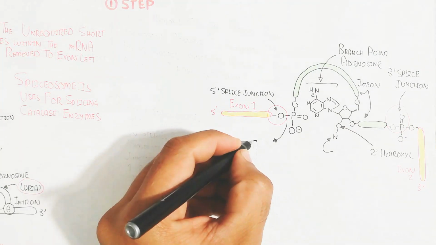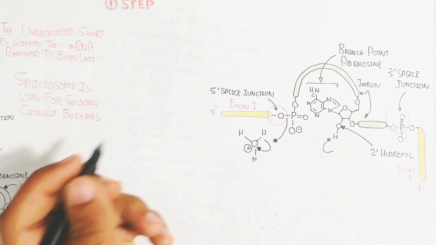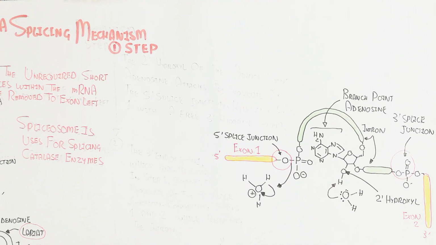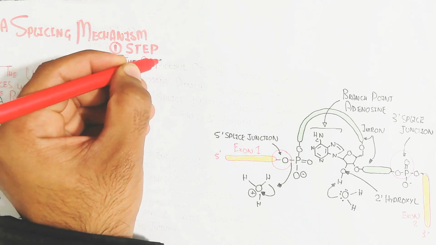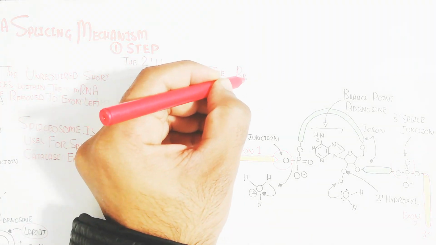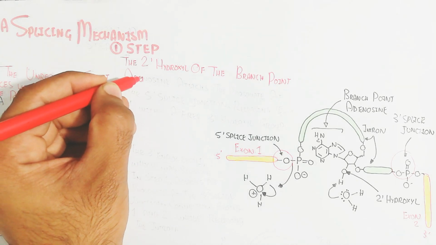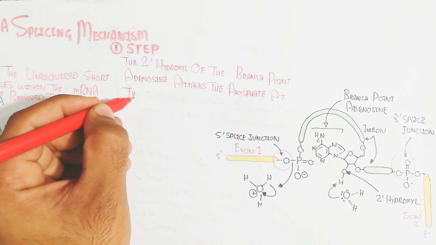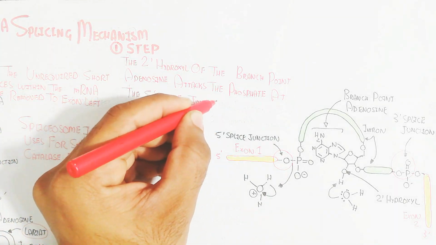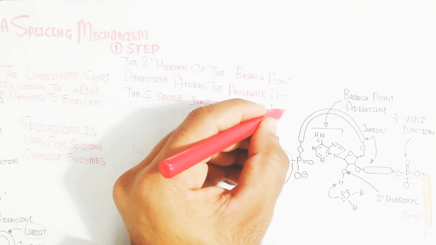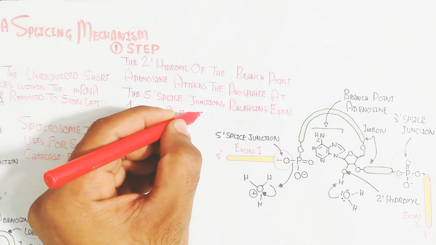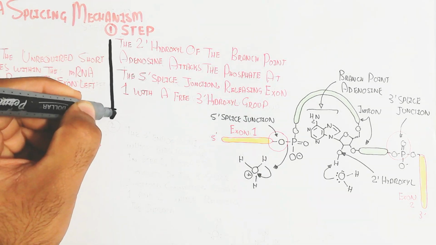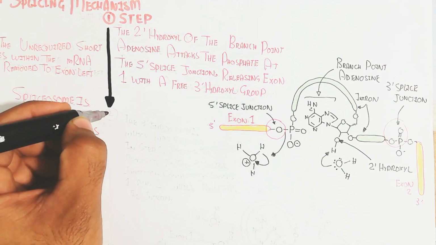and in this way the water will attack here, and the spliceosome is used for it. The end of exon 1 will donate the hydrogen to the water to produce the hydronium proton. So the 2' hydroxyl of the branch point adenosine attacks the phosphate at the 5' splice junction, releasing exon 1 with a free 3' hydroxyl group. So exon 1 with the 3' hydroxyl group free.